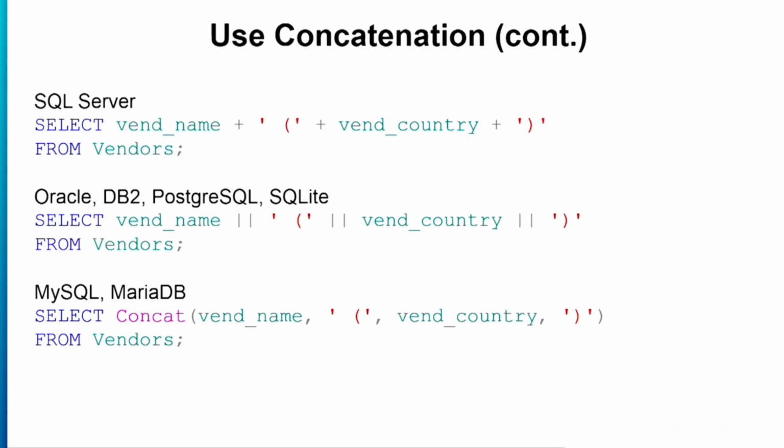SQL Server lets you use the plus operator. You're just adding them. So here we're adding the vendor name as an example, followed by an open parenthesis, and notice it's in single quotes because it's a string, followed by country, followed by another closing parenthesis. If you're using Oracle or SQLite, DB2, Postgres, you can't use plus. You have to use the pipe character, the two vertical lines.